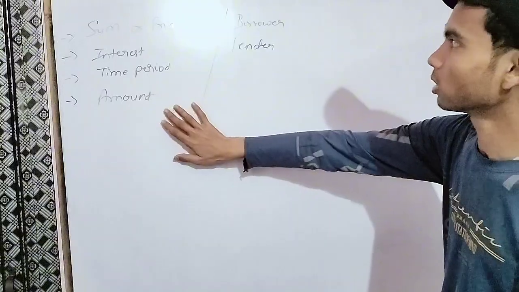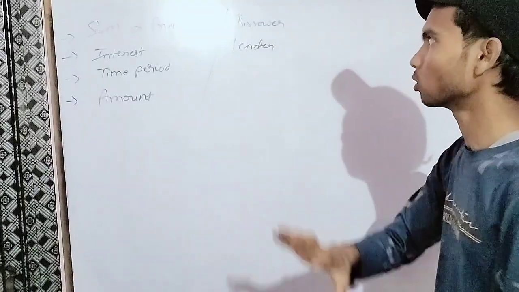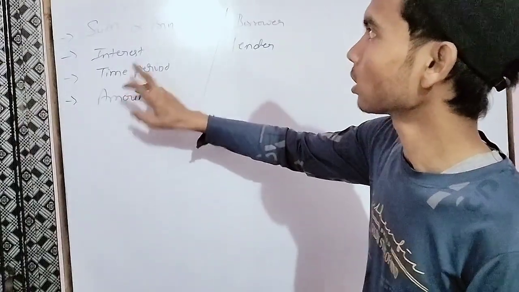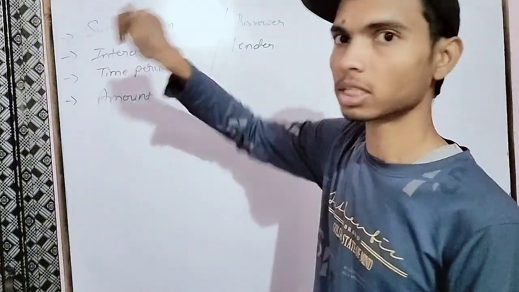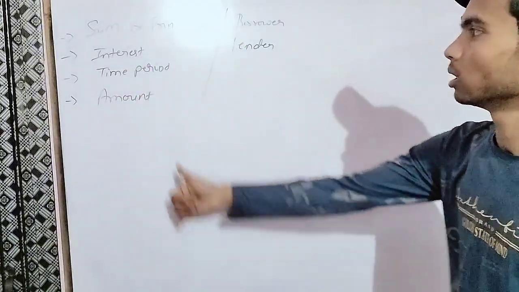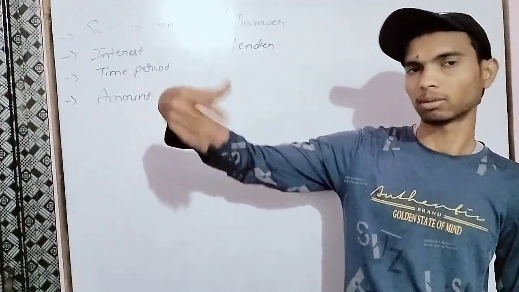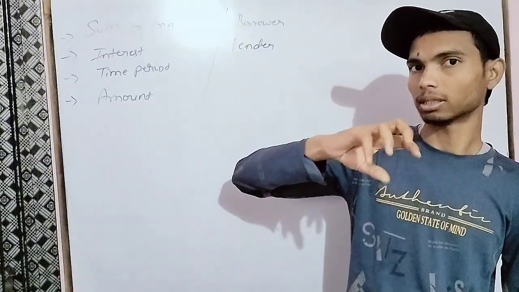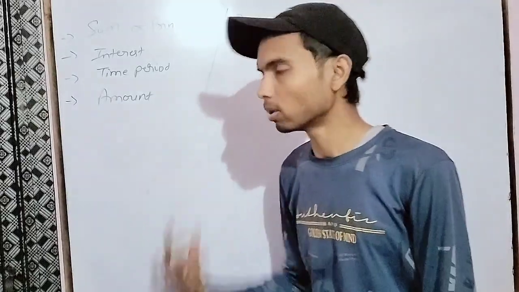Amount. Who is a borrower? The person who takes money is a borrower. The person who gives money is a lender. Principal is represented by P, interest is represented by I, and time period is represented by T. Clear? Amount is represented by A. Each first letter represents the word.